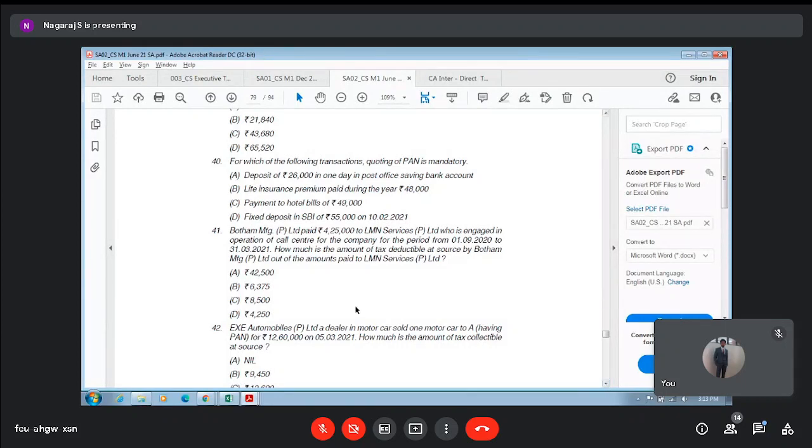For my curiosity sake, can anyone tell me the answer for 41? Bottom Manufacturing Private Limited paid 425,000 to LMN Services Private Limited, who is engaged in operation of call center. When you see this word, call center, what should click to you?